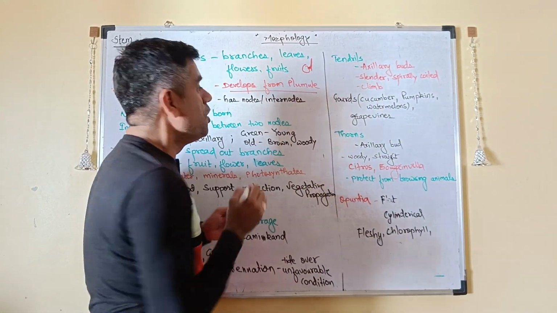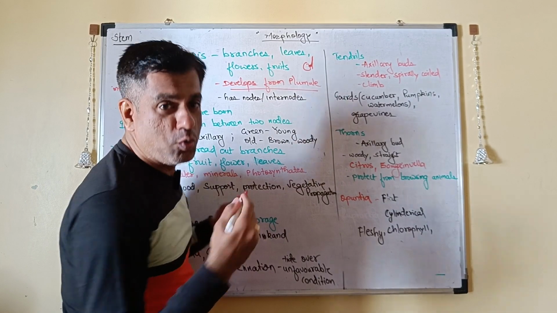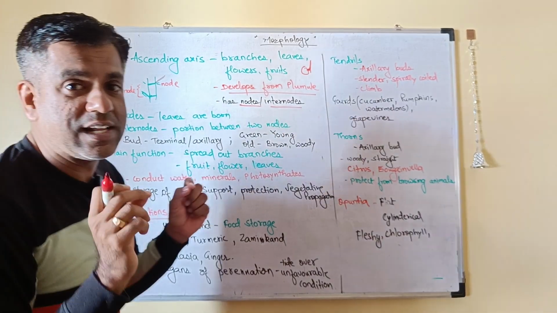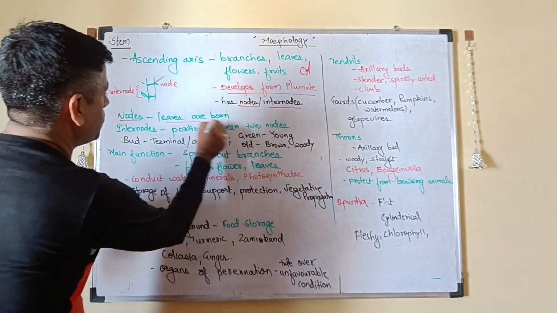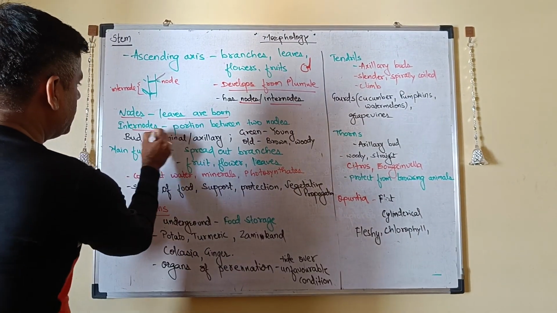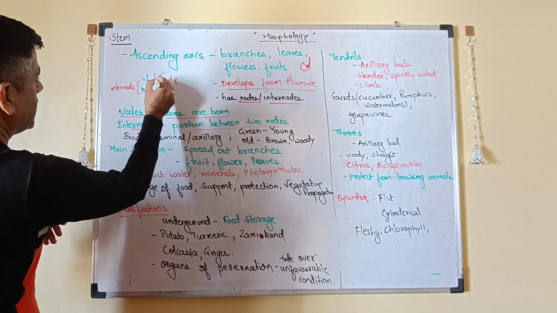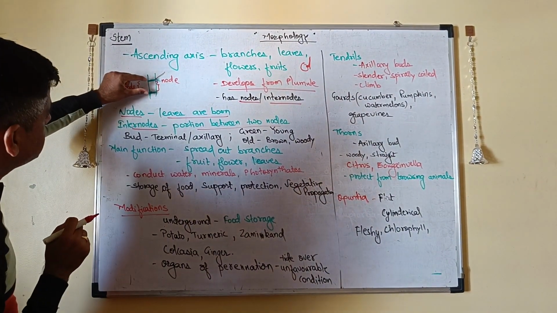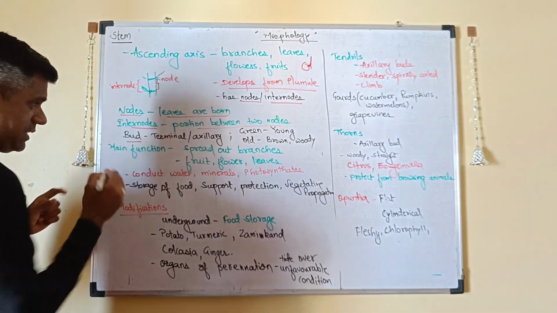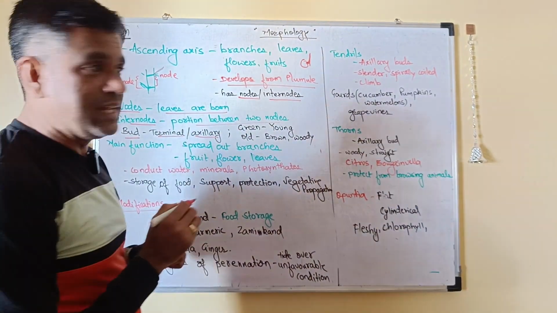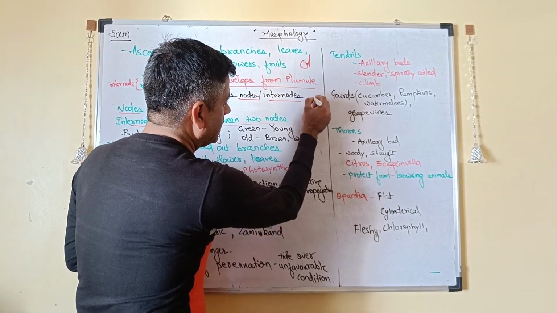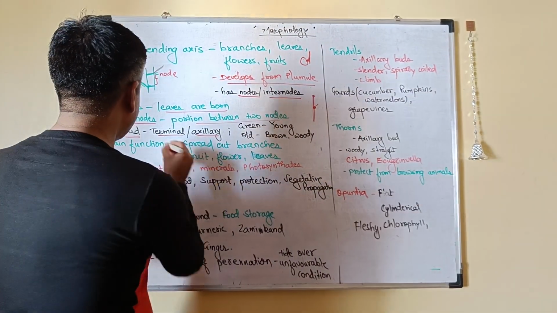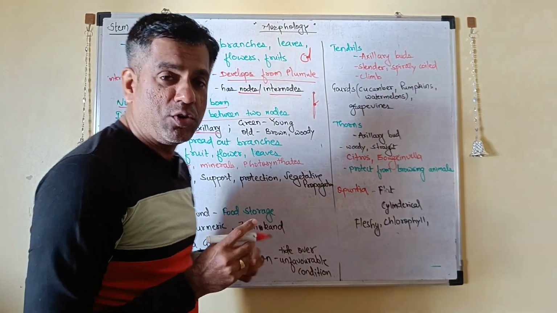So it develops from your plumule, and how do you differentiate it from a root? It has nodes and internodes. The place from where the leaf comes out is called a node, and internodes are the portions between two nodes. So this is your internode and this is your node. It may have buds, which may be terminal or axillary. You may have a terminal bud at the tip, or an axillary bud in the axil.